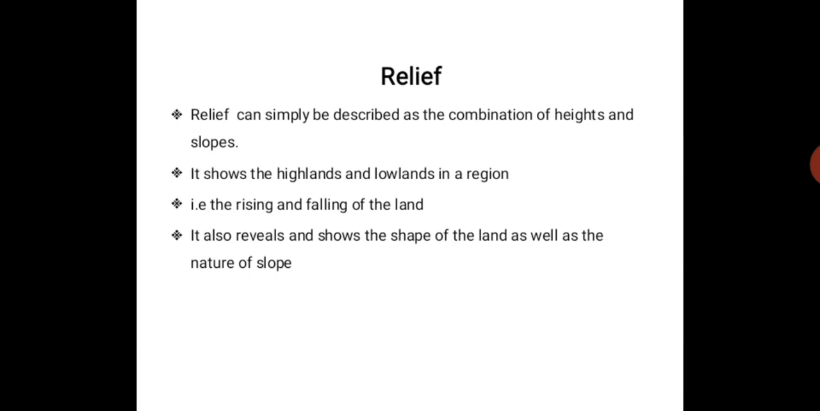And this method of representing all these things, showing mountains, showing hills, showing rivers, showing land, showing road junction, all these are what is called what? Relief. The highlands and the lowlands on the map are what we call what? Relief. As we progress into the lesson, you will get better detail of it. Relief can simply be described as a combination of height and slopes. Combination of heights and what? Slope.